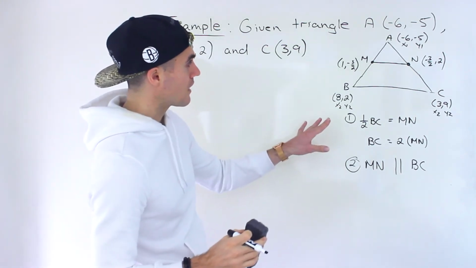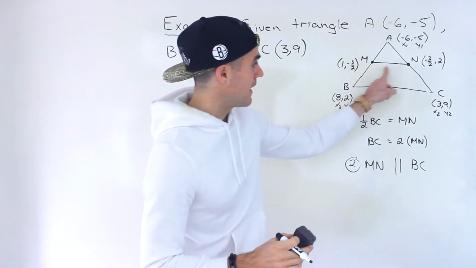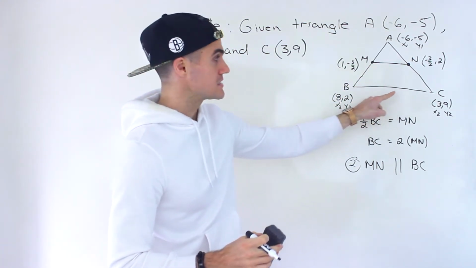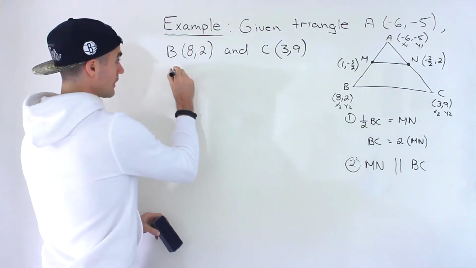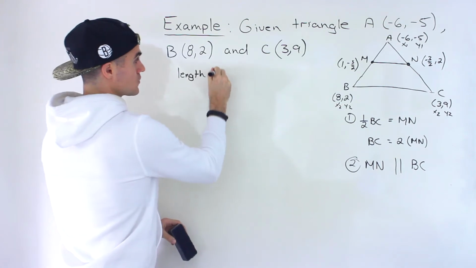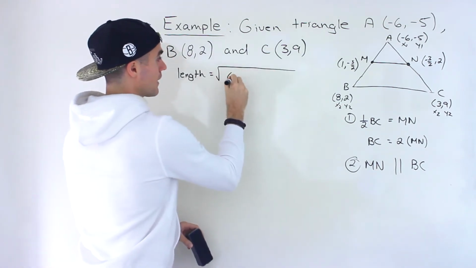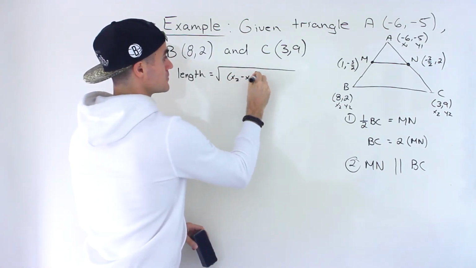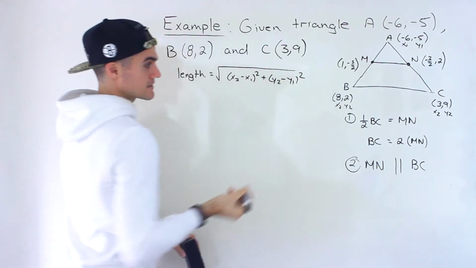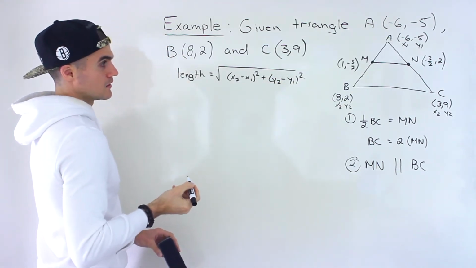Okay, so we have the midpoints, and now we can move on to number 2, where we have to verify that this length MN is going to be half of the length of BC. So length formula, just as a review in general, it's the square root of (x2 minus x1) squared plus (y2 minus y1) squared.